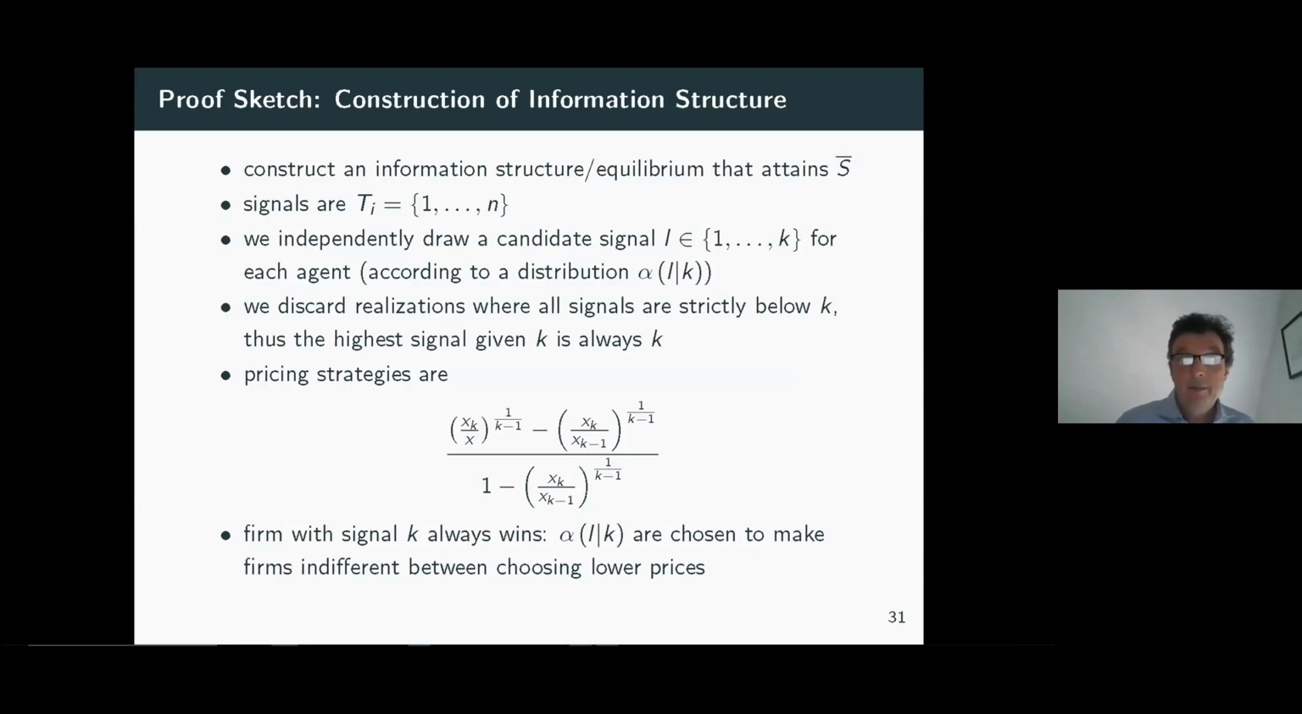Well, that can also be given in terms of the original price counts. Namely, we're going to draw for every profile K a candidate signal, one for each agent. Okay, and that candidate signal is literally a lower bound, a sharp lower bound on the number of price counts that are going to prevail in the market. We're only choosing that according to a distribution, the details of which I don't have time to go into. That's alpha of L conditional on K.